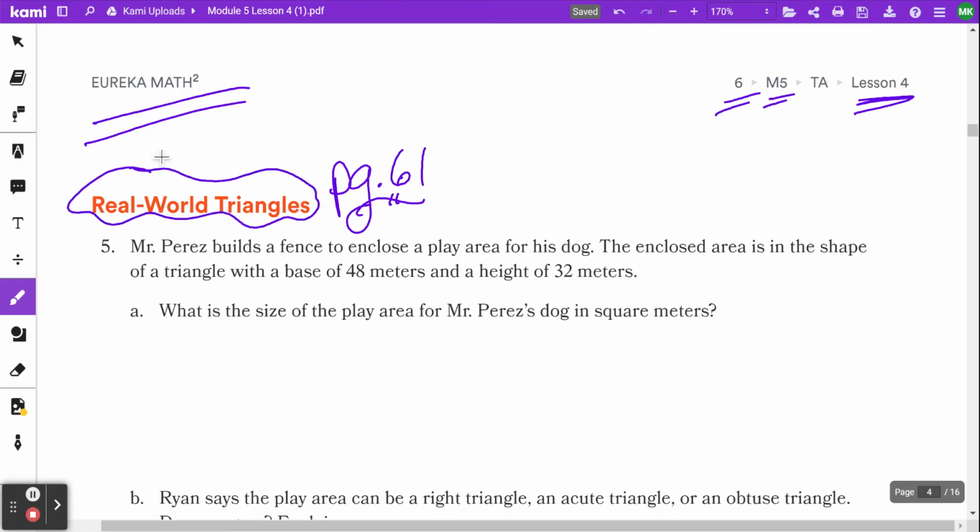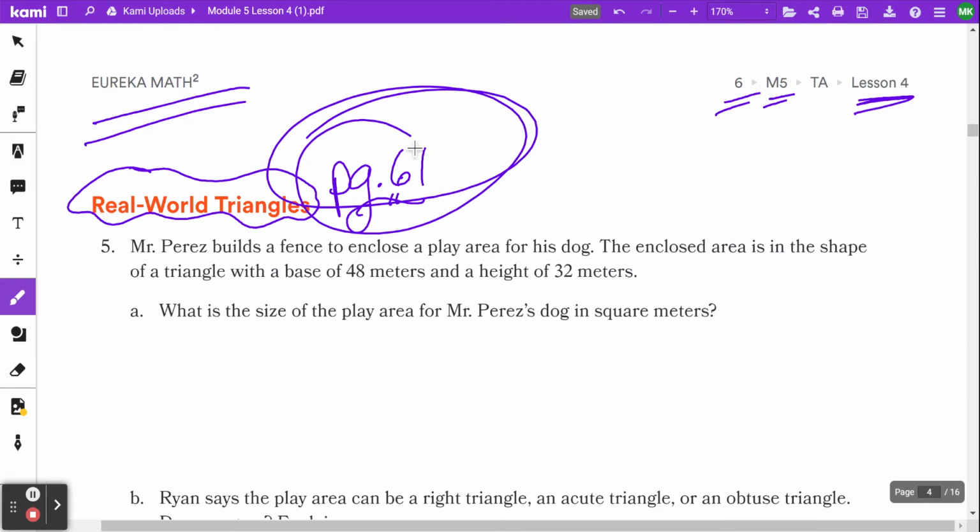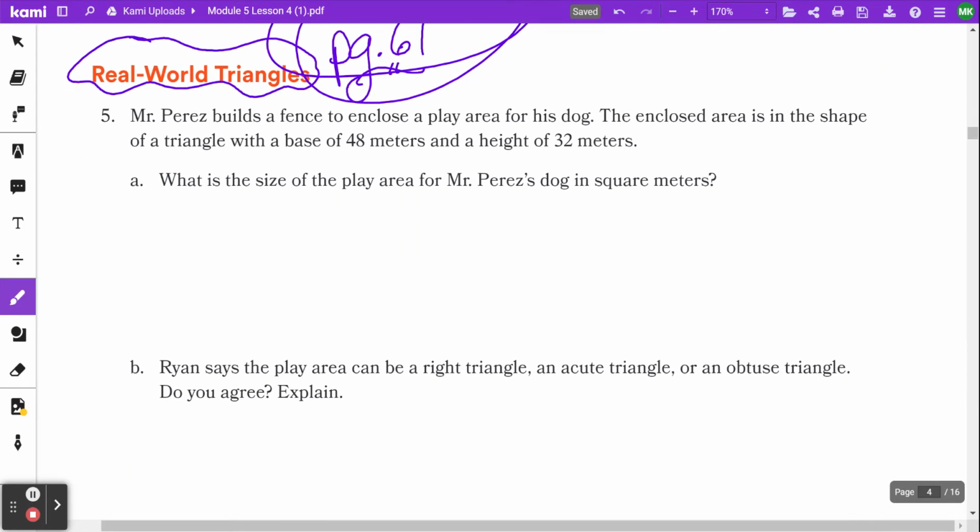Okay, so we're hanging out on page 61. Let's not waste any time. Let's get going here. So we have Mr. Perez. He's building a fence to enclose a play area for his dog. Keep that dog in that play area, please. Anyway, the enclosed area is in the shape of a triangle.